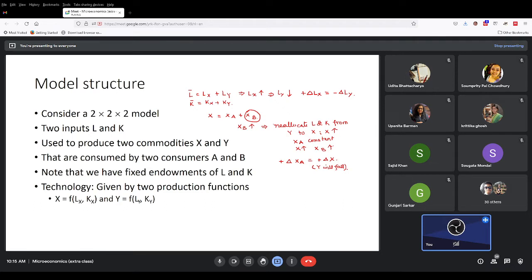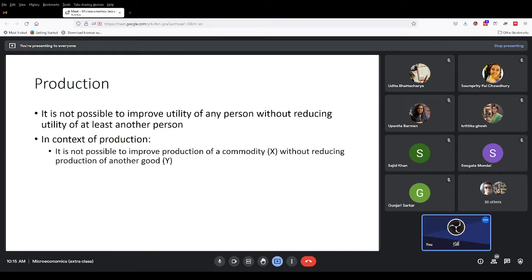So what are the constraints? I've already mentioned one constraint, the fixed endowment of labor and capital. The other constraint is technology. The technological constraint is given by the production function. X is a function of Lx and Kx. Y is a function of Ly and Ky.